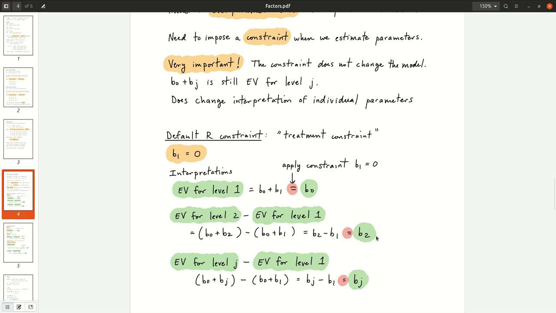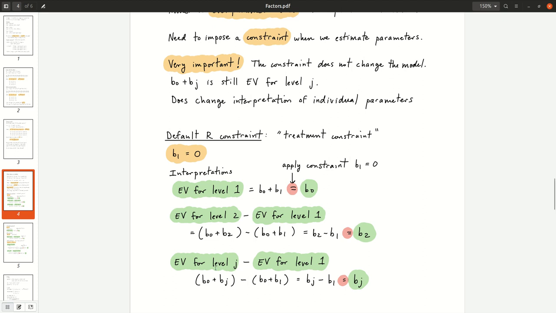And therefore, I have to look back and see how I did that. That's my interpretation of B2. So the interpretation of B2 under this default R constraint is the expected value for level 2 minus the expected value for level 1. Sometimes we'll refer to this as the change in expected value when you move from level 1 to level 2.